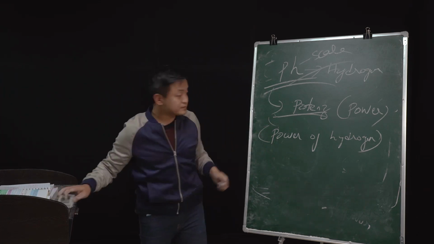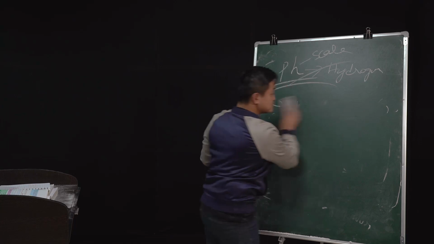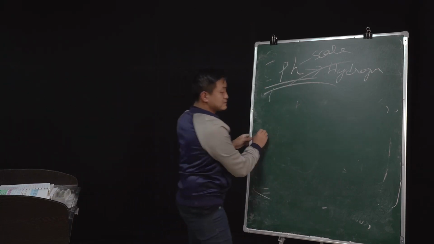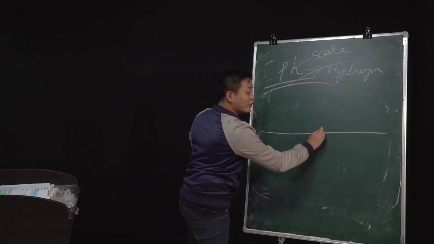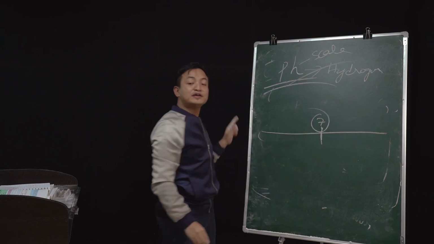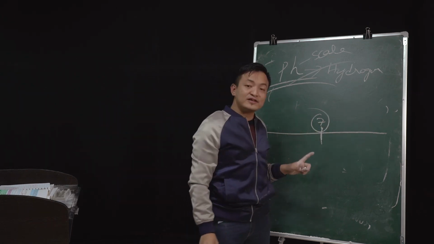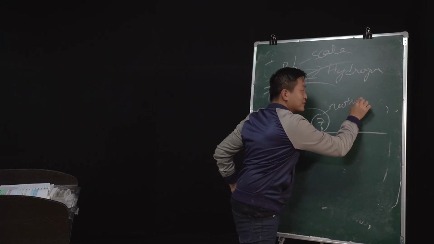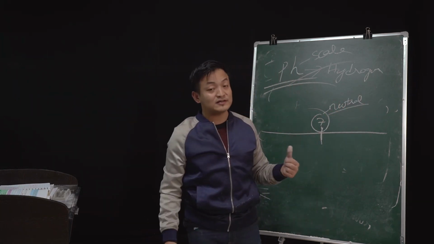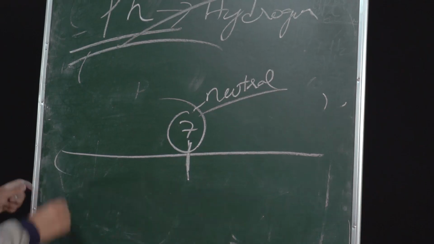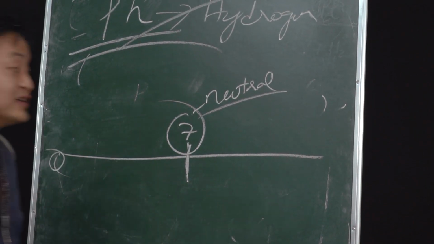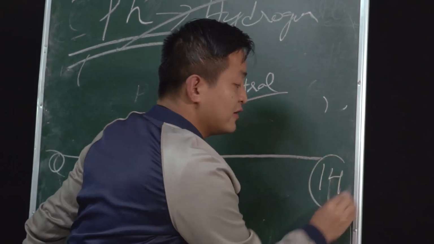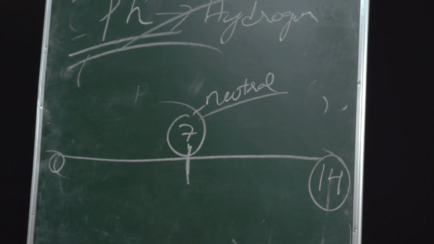So the pH scale, you'll have it like this. The midpoint is 7, okay? Midpoint is 7, and 7 is considered neutral. That means this is neither acidic nor a base. Now we start from 0 and it goes on till 14.